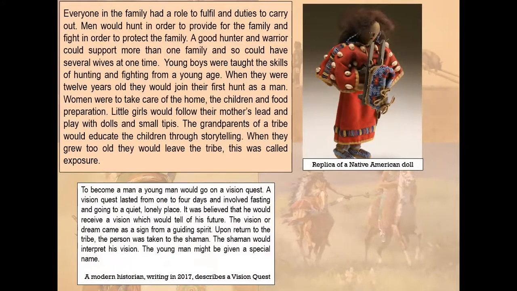To become a man, a young man would go on a vision quest. A vision quest lasted from 1 to 4 days and involved fasting and going to a quiet, lonely place. It was believed that he would receive a vision which would tell of his future. The vision, or dream, came as a sign from a guiding spirit. Upon return to the tribe, the person was taken to the shaman. The shaman would interpret his vision. The young man might be given a special name.